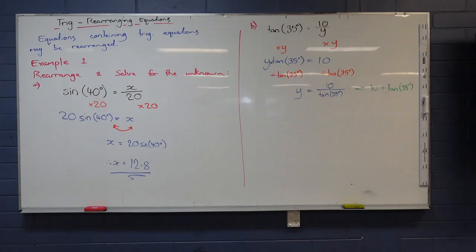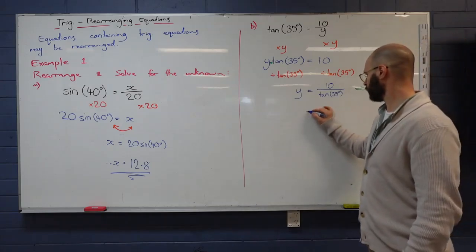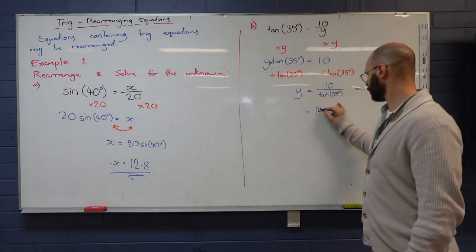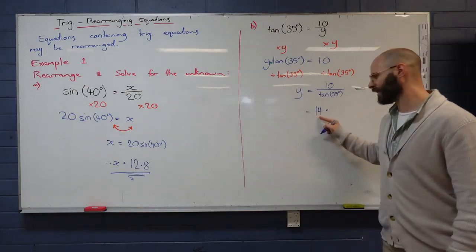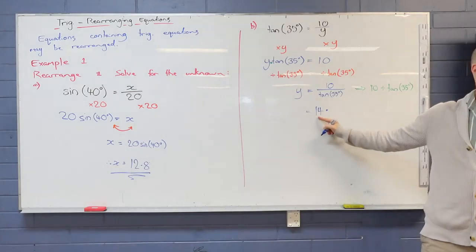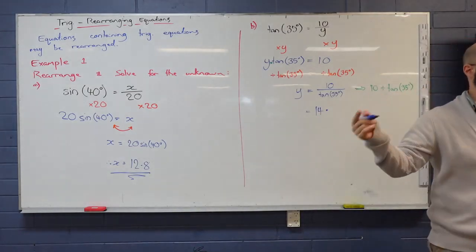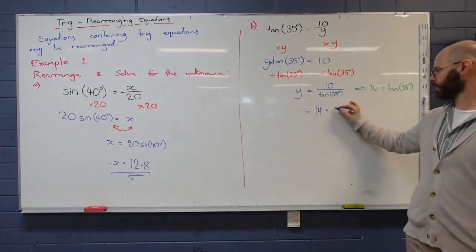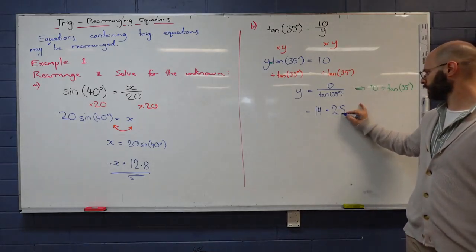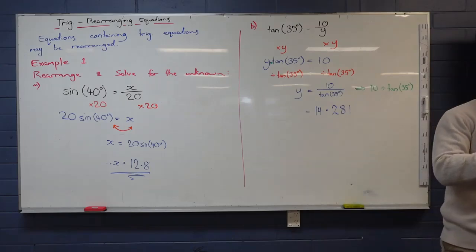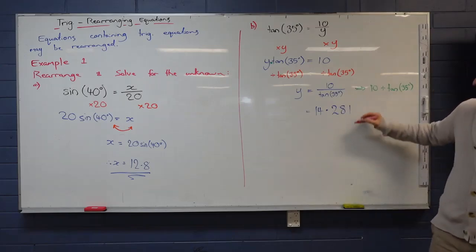Brody, you're on fire. 14.2. 14.2. Wrong. I got 14.2. Can we agree that it's 14.2? Yeah. 14.2 what? 8. 14.28? 14.28148007.